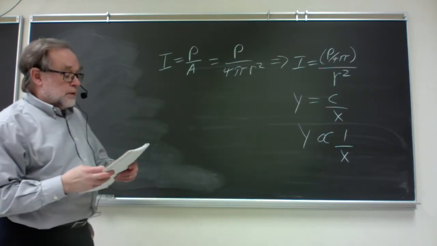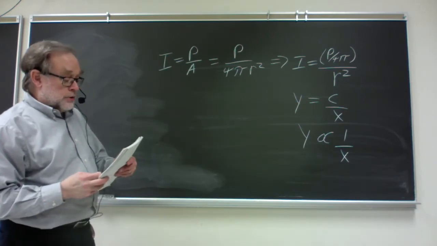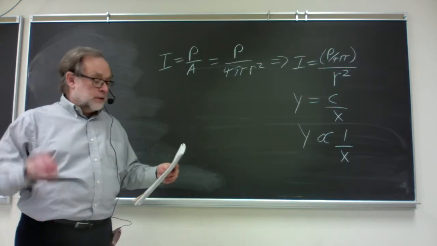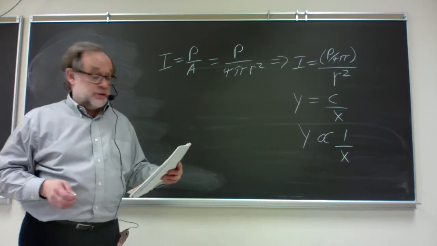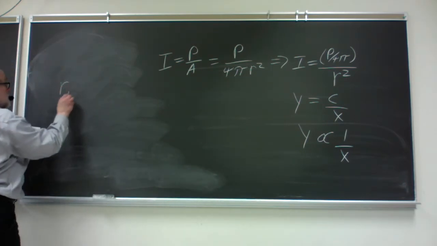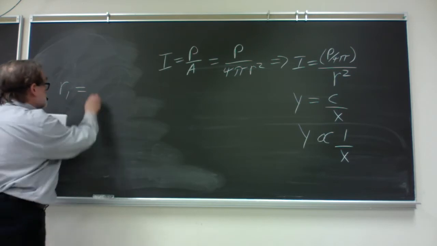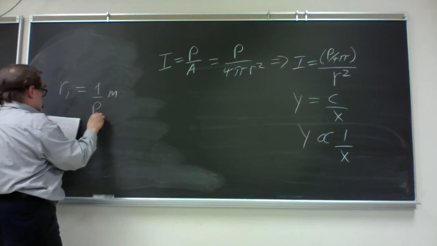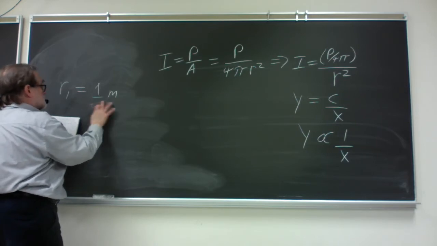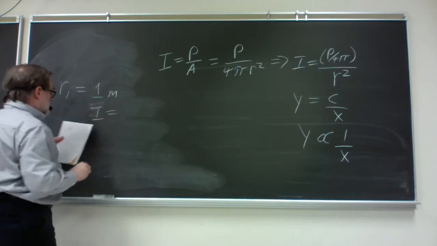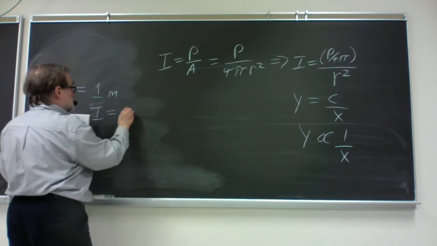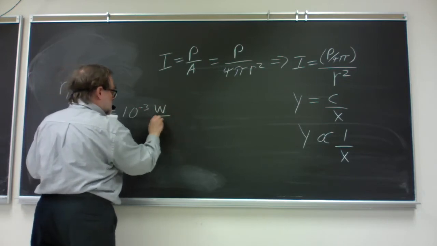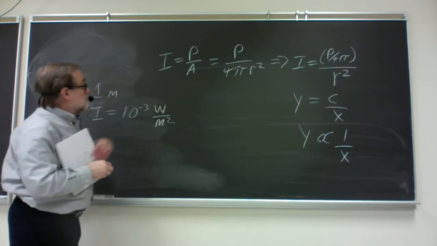So, imagine that we are, let's say, 1 meter away from some light source. And at that distance, 1 meter away, the intensity is, let's say, 10 to the minus 3 watts per square meter.